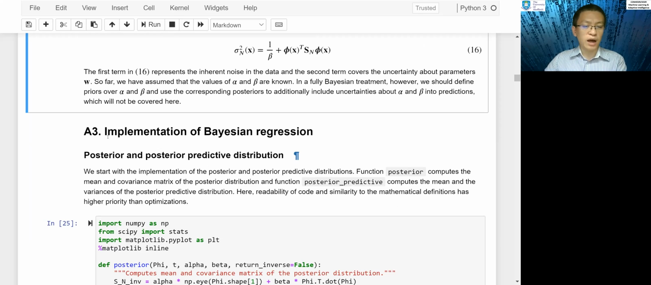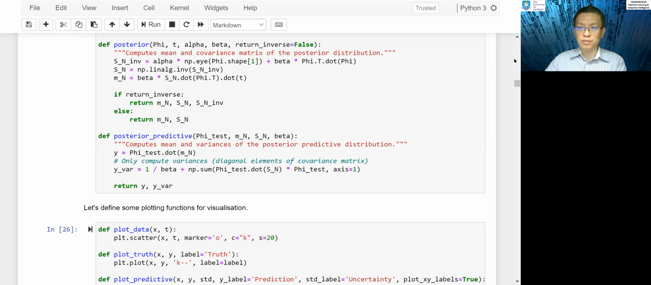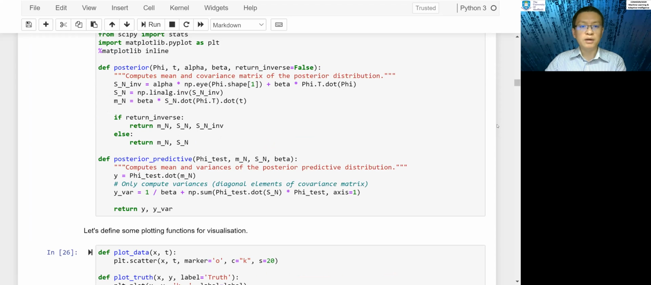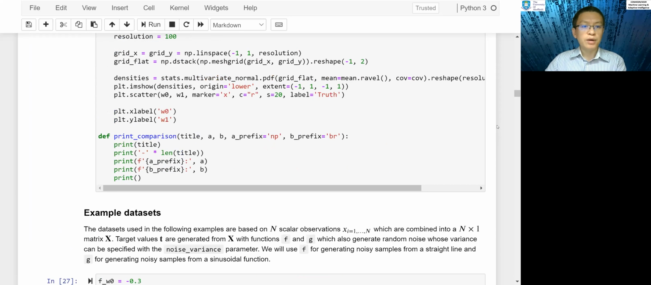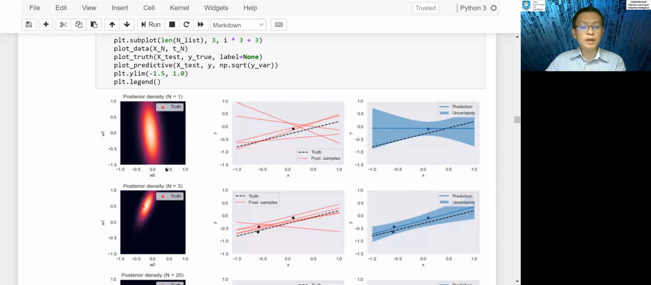And what I found most interesting here is the implementation of Bayesian regression. Here, basically, we try to reproduce it. This is not my code. It's from that public source, which I acknowledged above. So here you can actually regenerate some of the examples in our lecture.